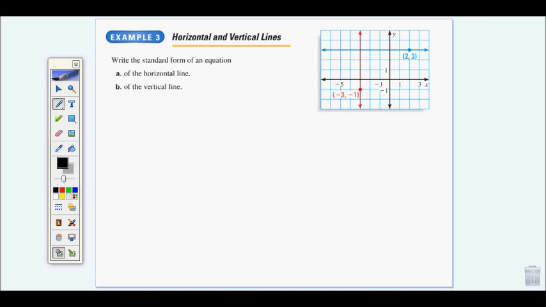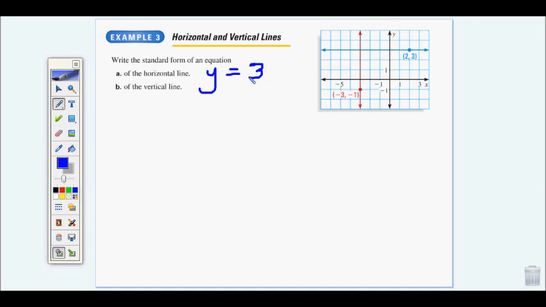Example 3 is going to talk about special lines, our horizontal and vertical lines. To write those in standard form, as we've talked about before, for a horizontal line, I'll change to blue, because the horizontal line has a point with a y coordinate of 3, the standard form for that equation would simply be y equals 3.